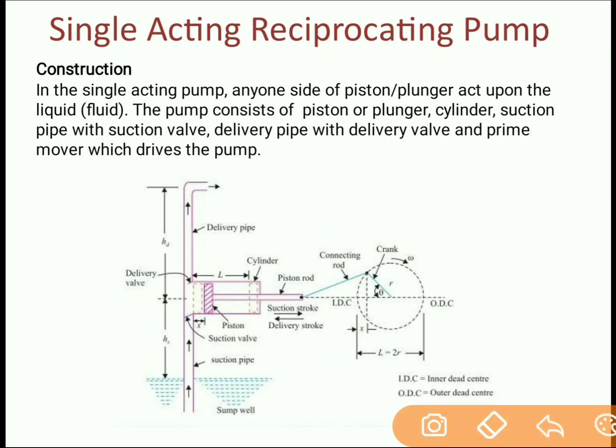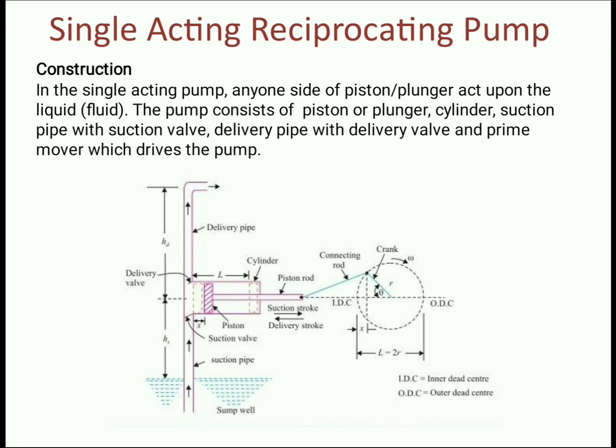Now if you observe, there are a total of two valves over here. First is suction valve and second is delivery valve. When the suction takes place, that is when the liquid is transferred from the suction pipe to the pump, the suction valve will open and the delivery valve remains closed. And when the discharge takes place, the delivery valve will open and the suction valve is closed. So liquid from the cylinder will transfer to the delivery pipe.